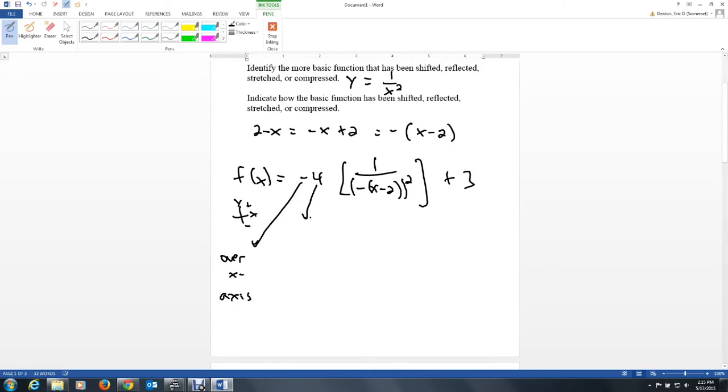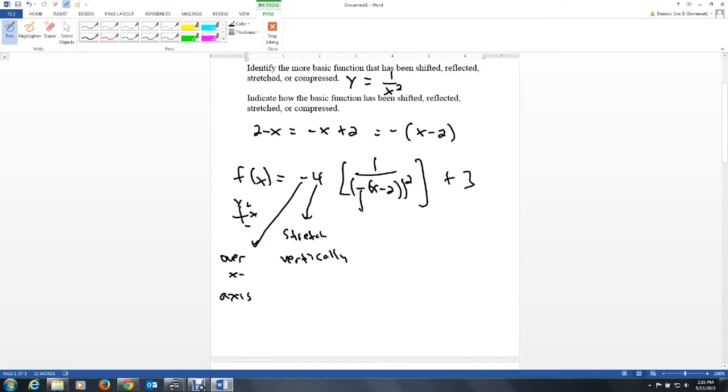Now this 4 is taking all these y's and multiplying by 4, which means it's making them bigger quicker. So it's going to stretch it vertically. The y's go up and down, which means they go vertically. The 4 makes them bigger, so it stretches them vertically.